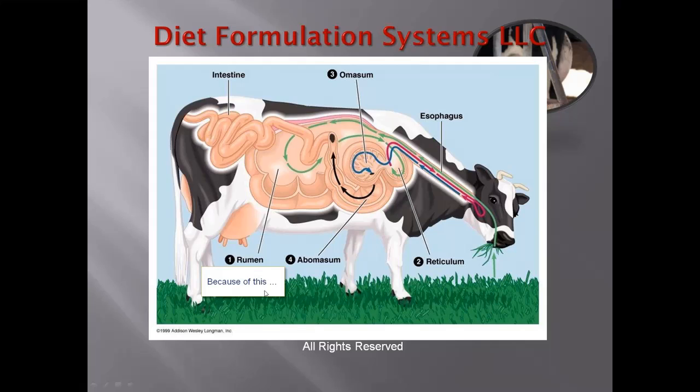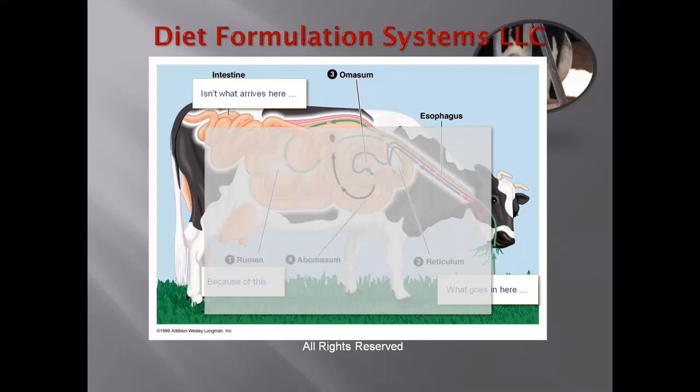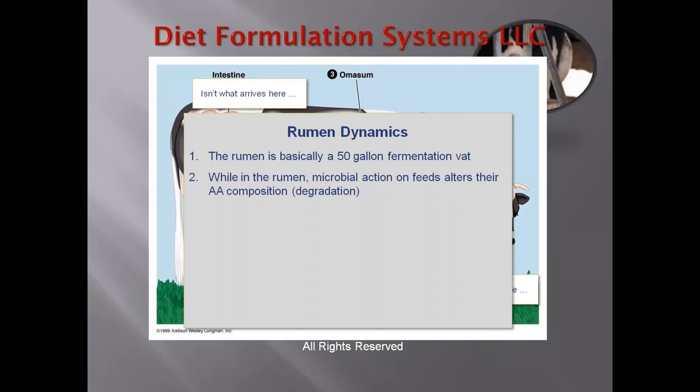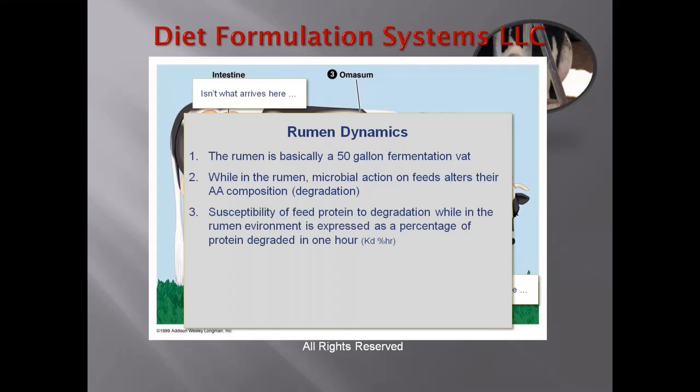Because of the rumen, what goes in here is not what arrives here in terms of proteins and amino acids. Okay, so a few more points. Rumen dynamics. The rumen is basically a 50-gallon fermentation vat. And while in the rumen, microbial action on feeds alters their amino acid composition. We're talking about protein degradation in that rumen environment.